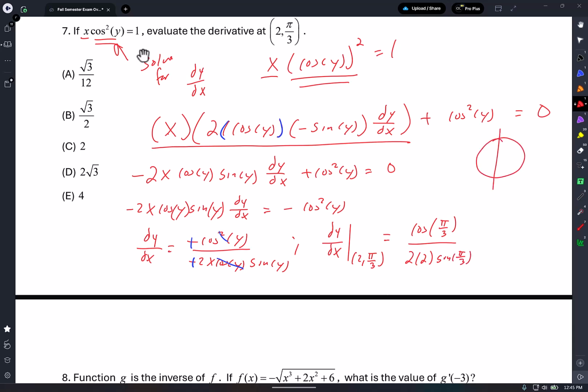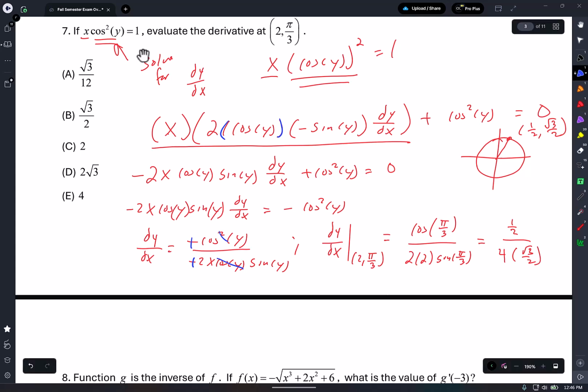On the unit circle, pi over 3 is right here. That's 60 degrees. It goes pi over 6, pi over 4, pi over 3. And the x coordinate is a half, and the y coordinate is square root of 3 over 2. So, coming back to that, cosine of pi over 3, cosine is the x coordinate, so that's a 1/2, over 2 times 2 is 4, and then sine of pi over 3 is square root of 3 over 2.